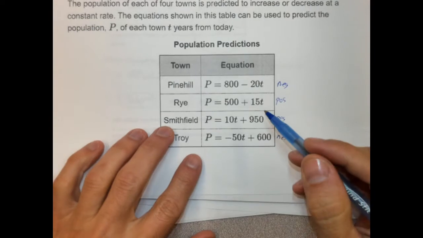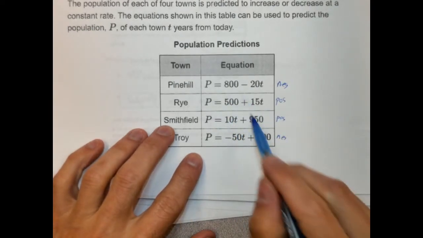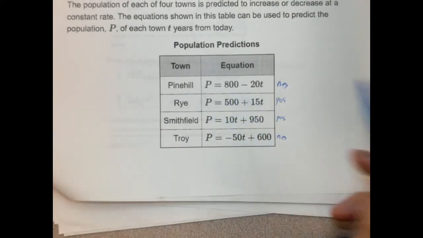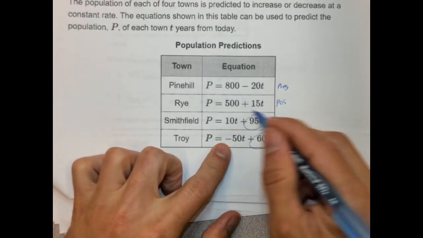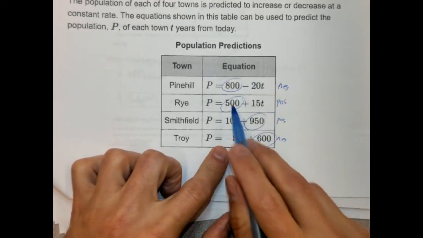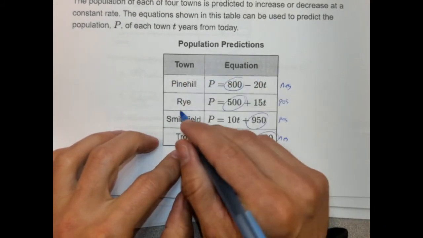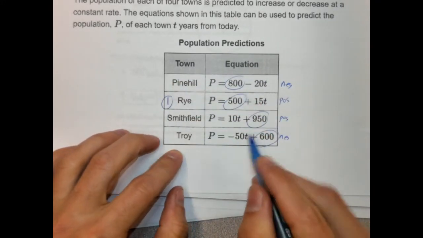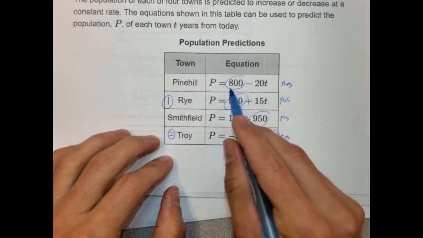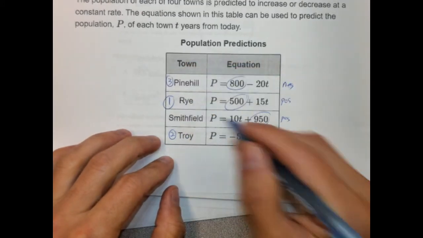These are the starting values, the y-intercepts, right? So you have to assume t is 0. When t is 0, which of these has the lowest population? So I'm going to just circle all the starting values. So that's the smallest one. So I'm going to put an order from lowest to highest. So 1 for Rye, and then 2 for Troy, and then 3 for Pine Hill, and then 4 for Smithfield.